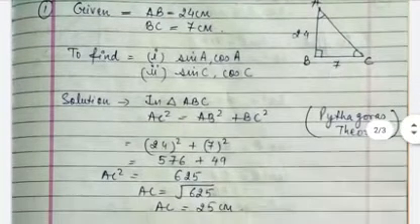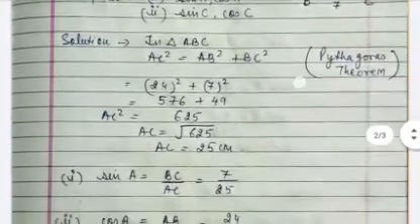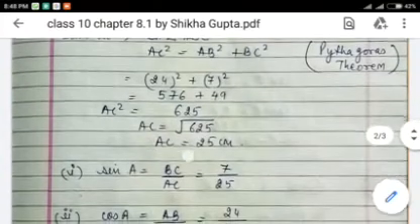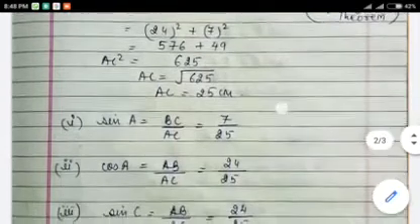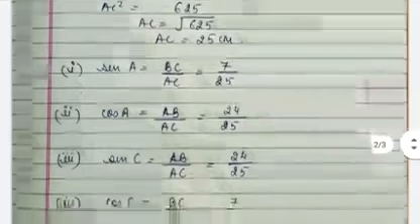Right? So simply we are using the Pythagoras theorem. AC square is equal to AB square plus BC square. The value of AC here is 25 centimeter. Now the value of sin A is BC upon AC, that is 7 upon 25.